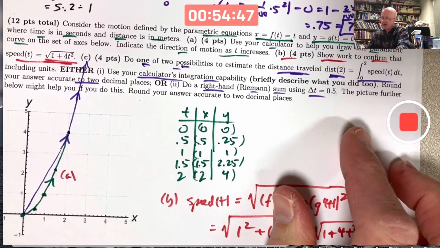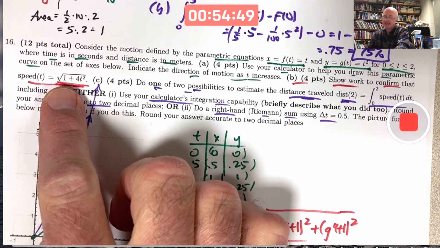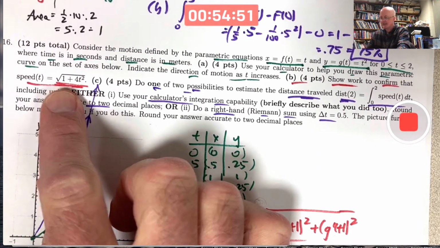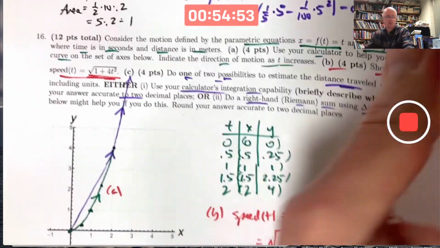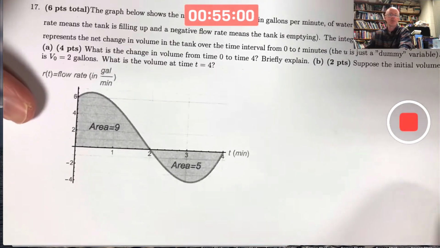Can this integral be evaluated exactly? Can you integrate this exactly? Yes, but it's not so pleasant. Okay? That's a Calc 2 subject for sure. This is the last page. 2 more problems.